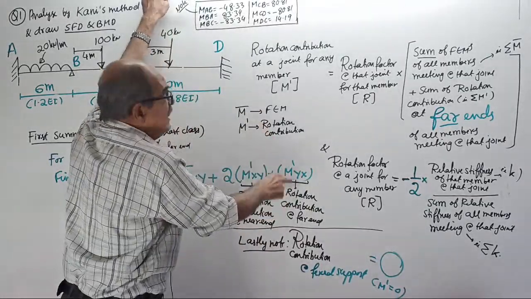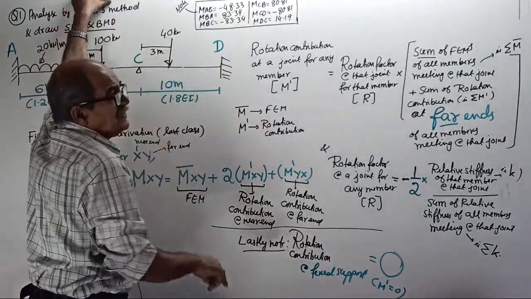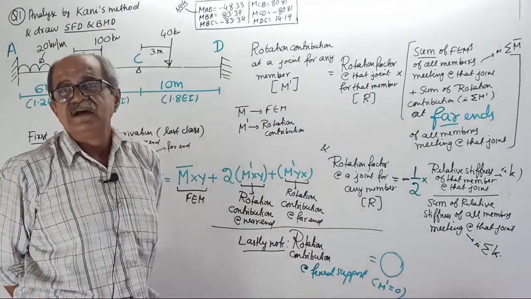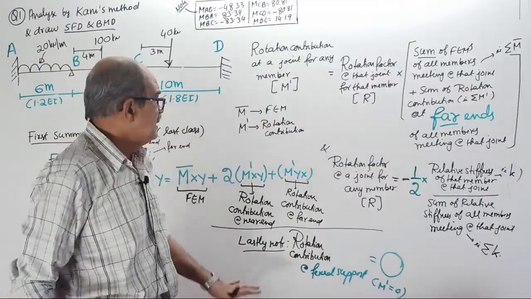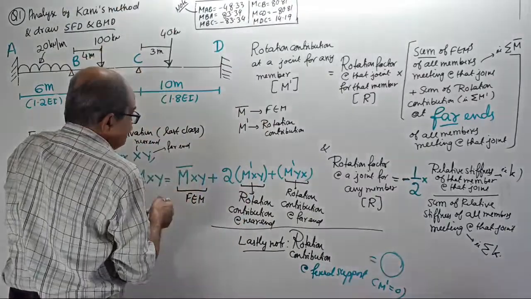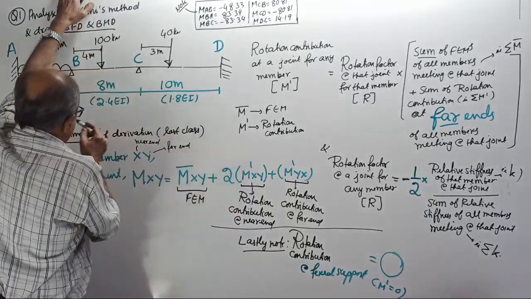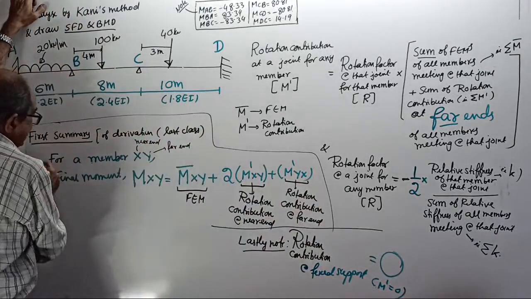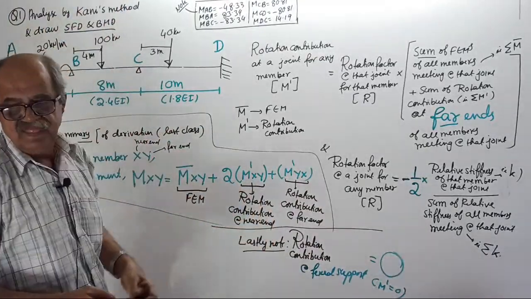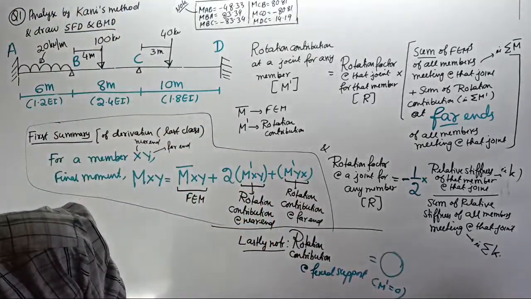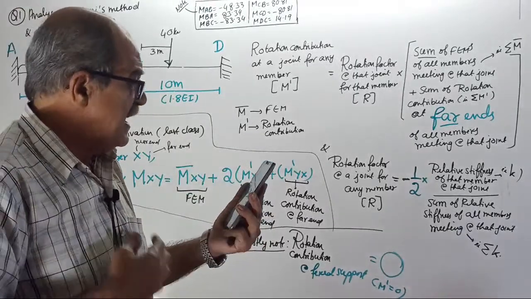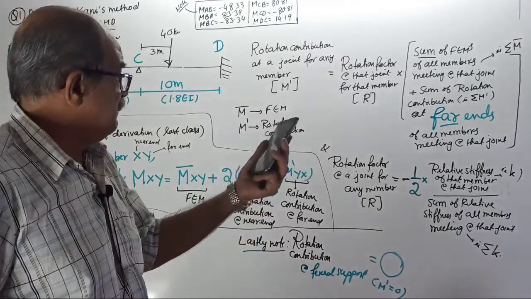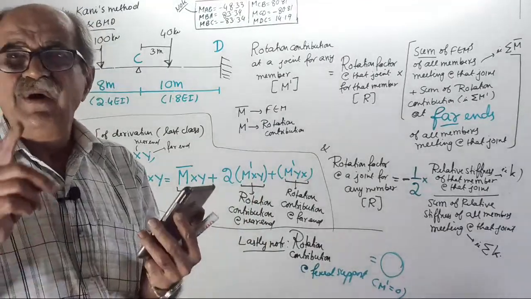In the class, if I say contribution, it is rotation contribution, the name for Kani's method. The method is called Kani's rotation contribution method. Is this statement fully clear? Now I won't explain once again. The final expression for moment, is the statement fully clear? We will apply it later. I will apply it very slowly.